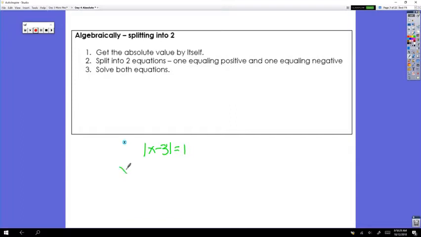So what this means is we're going to set x minus 3 equal to positive 1 and x minus 3 equal to negative 1. The reason why we can do this is because inside here, we know this could be equal to 1 because the absolute value of 1 is 1, or this could be equal to negative 1 because the absolute value of negative 1 is 1. From here, we can solve. x is equal to 4.